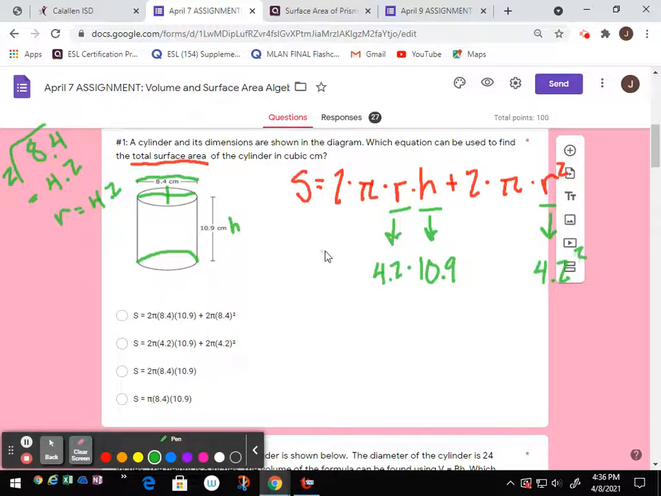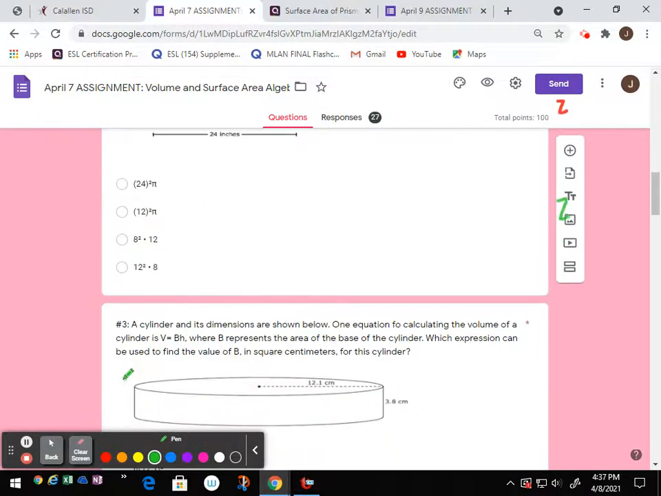Now we just drop down all of our stuff that we have. So we have 2 times pi times 4.2 times 10.9 our height plus 2 times pi times 4.2 squared. And all we have to do is look for an answer choice that matches this right here, which we can see answer choice B matches it perfectly. So B is our final answer. Again, all we're doing, seeing what formula we need to use, seeing the shape, we write out the formula that we need, replace our letters with numbers, select the correct answer choice. That's all we're doing.